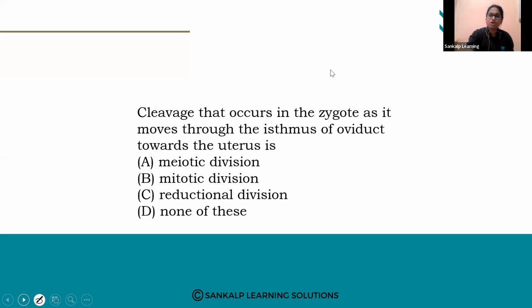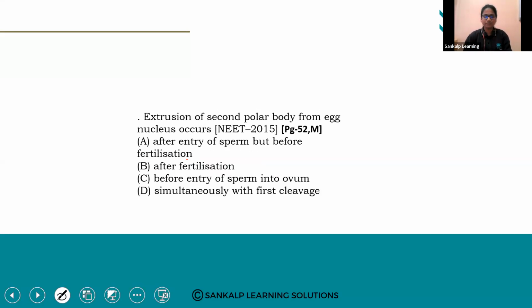Okay. So meiotic division does not happen because it is already a zygote. Diploid is formed. If meiotic division happens, what happens? It becomes haploid, right? Reductional division, meiotic division, that is, meiosis 1 is called reductional division. So options A and C are not considered. So mitotic division is done. So option B is the right answer. Option B is the right answer. Next question. Next one.